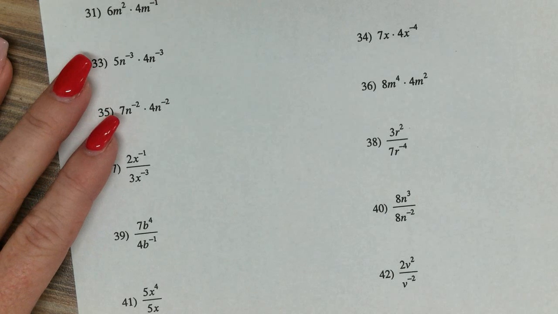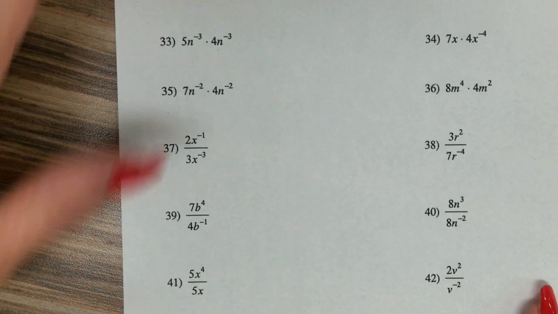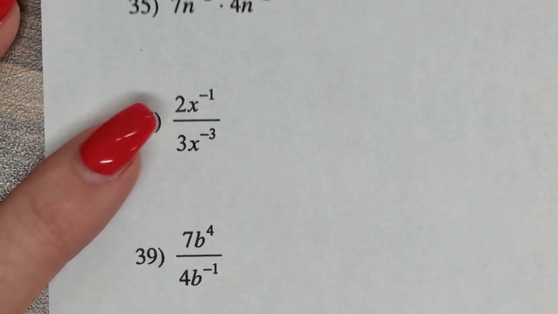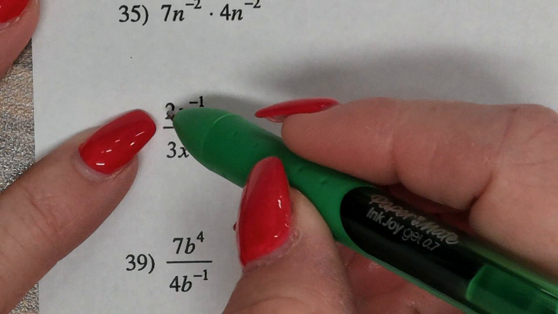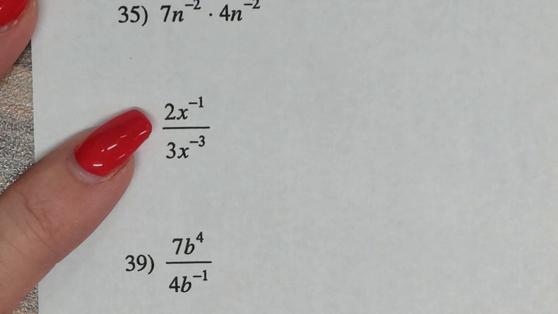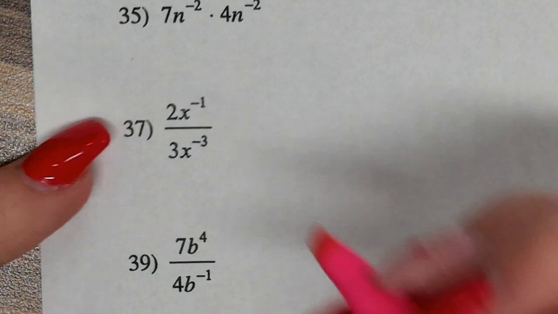I'm gonna do 37 with you. Everybody look at 37. Do y'all see the fraction 2/3? Do I need to do anything to that fraction? There's no negative exponents on it. Is it simplified? 2/3 can't go any simpler, right? So the 2 is going to stay on top. The 3 is going to stay on the bottom. Yeah. Now, can we deal with the x's?